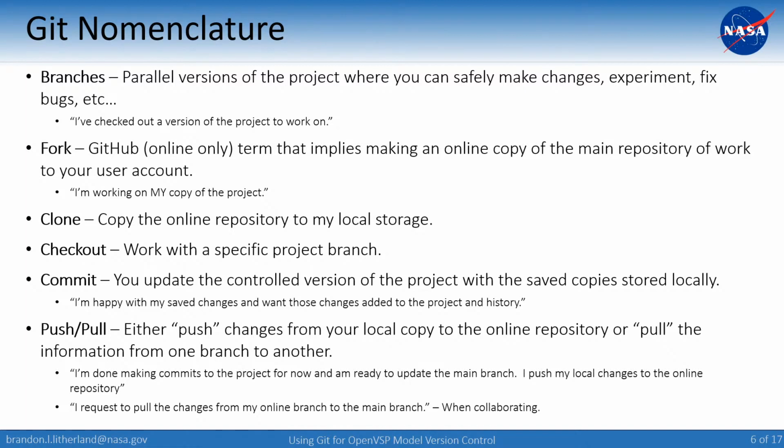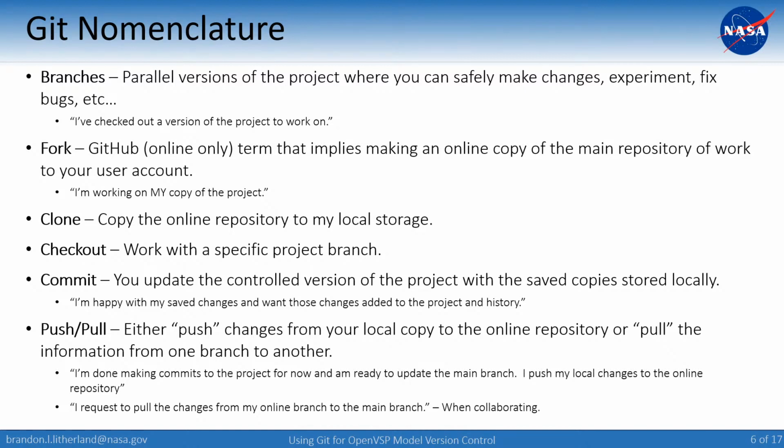A fork is a term that implies making an online copy of the main repository. So instead of it belonging to the collective group, you've taken that and you've split it off and made it a completely different copy. It's not checking out, it's a different operation. When you clone something, it's making a copy of the online repository to your local storage. So you're going to clone that online repository and it's going to build everything right there on your machine.